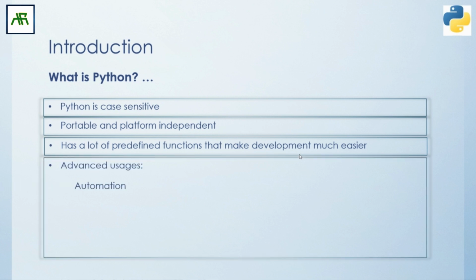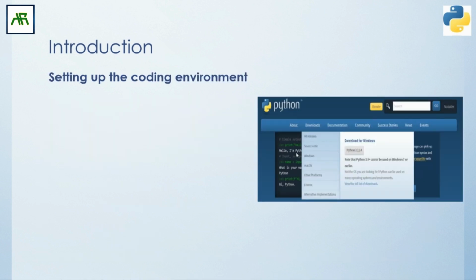Some of the advanced usages, automation. I mean, Python has been used for automation for a very long time now. And recently, in the past few years, Python has taken over the artificial intelligence world by storm, and data analytics, with many more. Now, let's look at the process of setting up the coding environment.